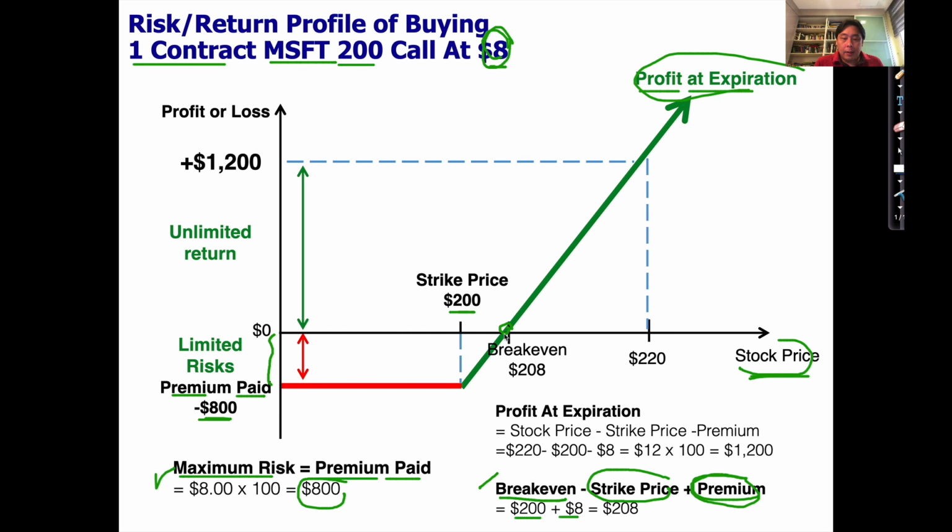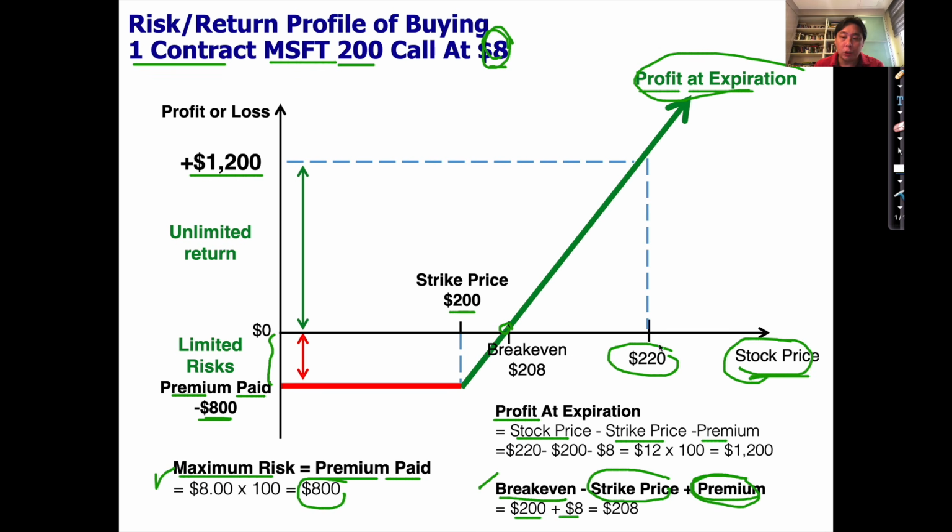Okay? Next, you need to also know before entering a trade, what profit do you expect to get at a certain point? So again, let's imagine that the stock price goes up from 200 to 220. How much profit do you make? In this case, you make $1,200. So how would you calculate $1,200? The profit you make would be the stock price, where the stock price goes, minus the strike price, minus the premium that you paid. So stock price minus strike price minus premium.